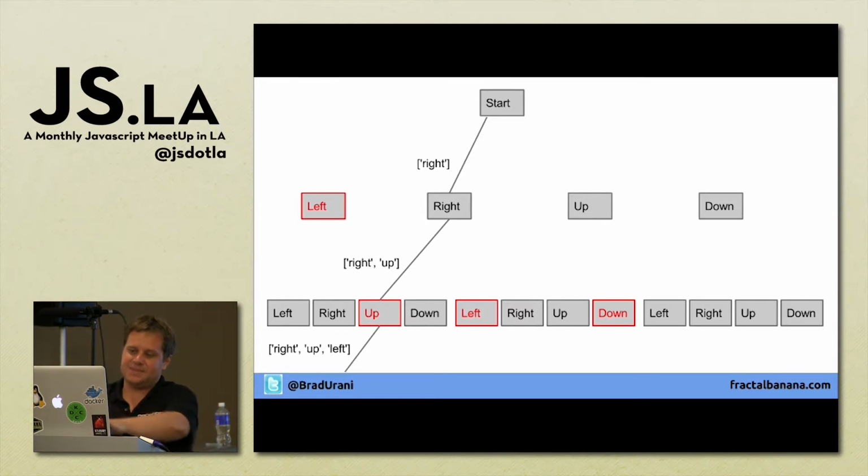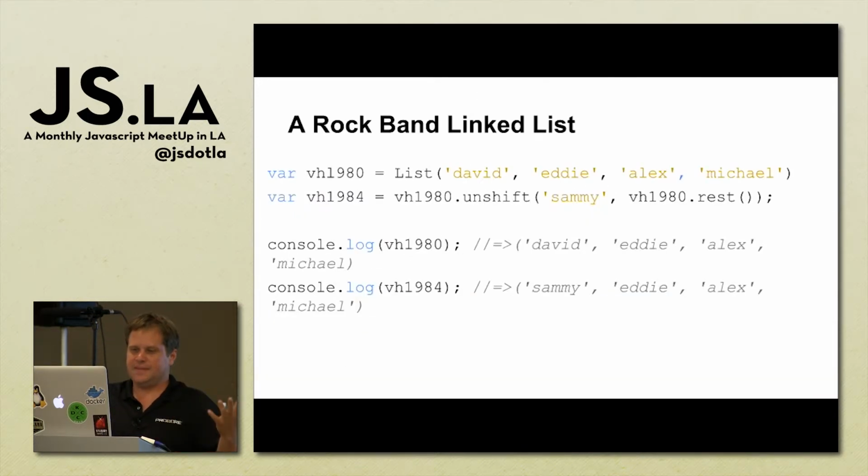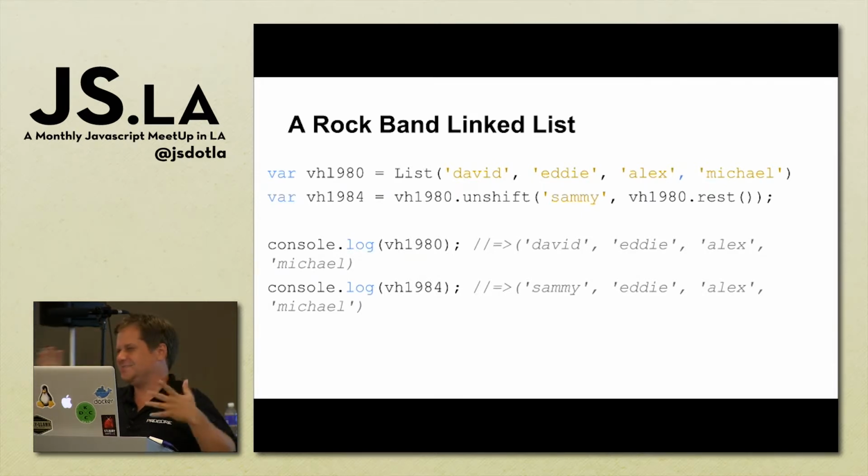So I've got to keep this history, which is sort of a linked tree. Here's an example, right? VH 1980. This is a reference to a rock band, Van Halen. They used to have this lead singer, David Lee Roth. They booted him and added Sammy Hagar in 1984. So I start with David, who's the original lineup. From the inside out there, .rest is going to return the 3 at the end, minus David, right? And then I unshift Sammy onto the front.